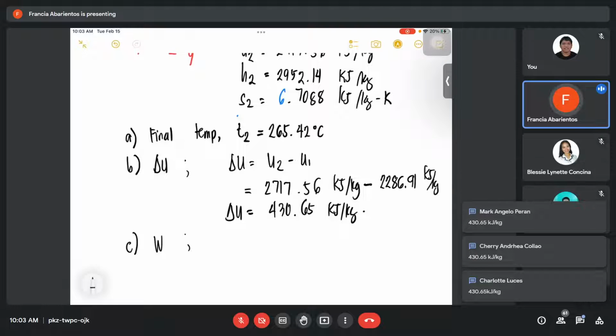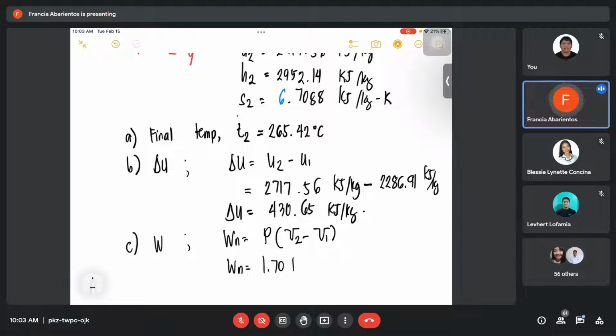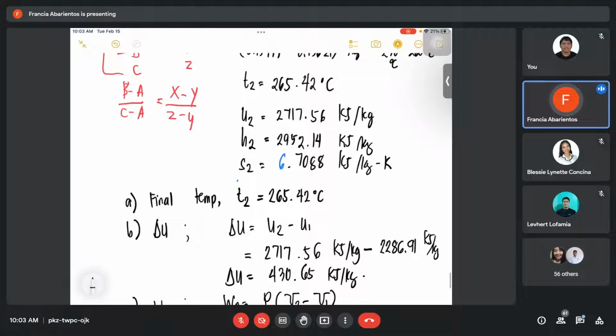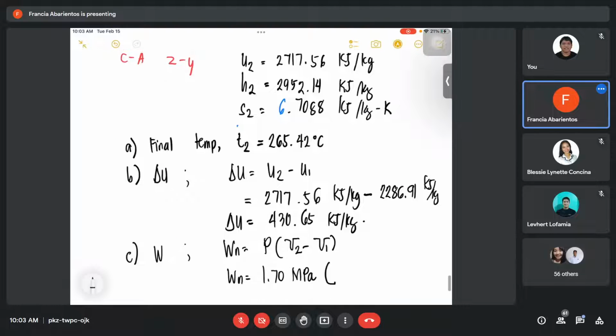Okay. How do we compute for the work? How about the work, class? Since we are in a non-flow work, the work is equal to the constant pressure times the specific volume at point 2 minus the specific volume at point 1. Okay? 1.7 mega. Take note of the word megapascal. Specific volume at point 2.